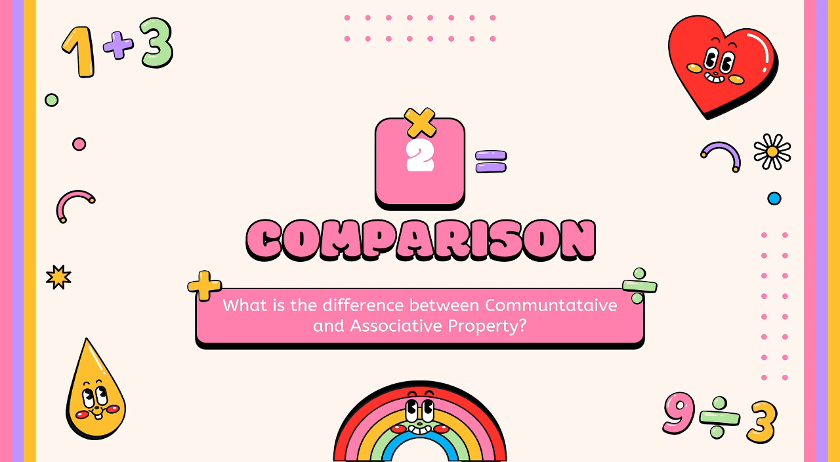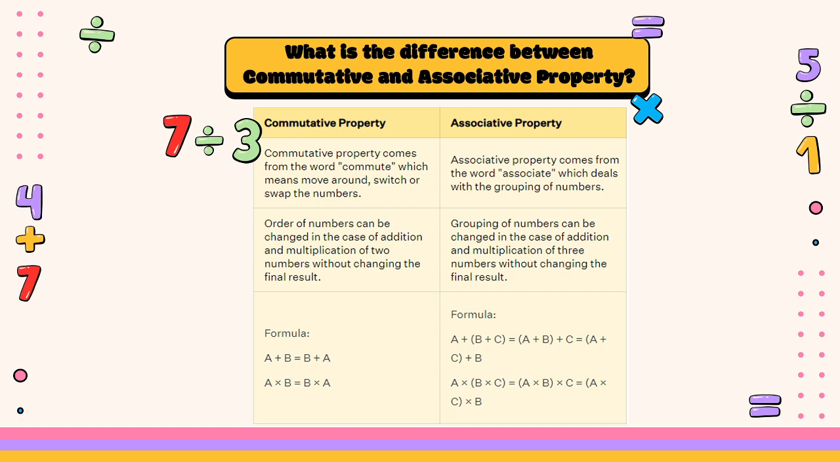Okay, we're jumping to comparison. Today, in the comparison, we will be comparing the difference between commutative and associative property. So, now we see that commutative property comes from the word commute, which means move around, switch, or swap the numbers, while associative property comes from the word associate, which deals with the grouping of numbers.